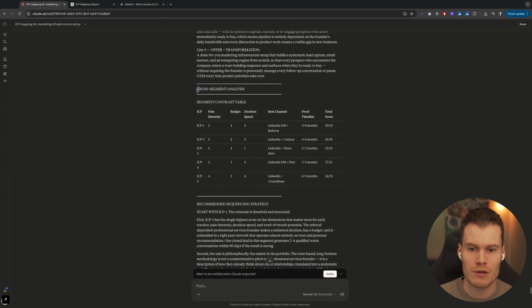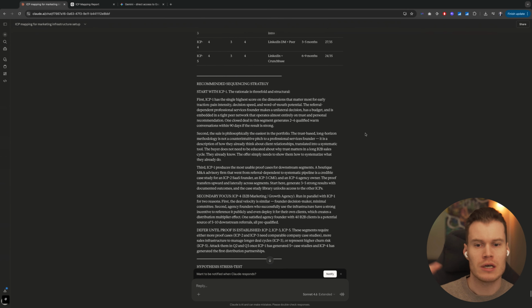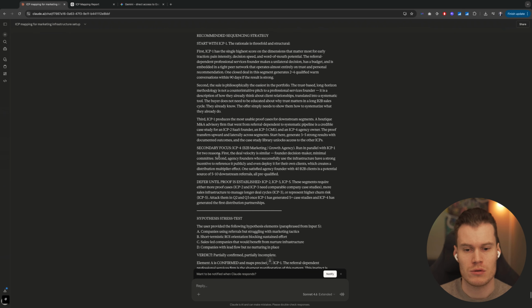And here, for example, you have the cross-segment analysis. So the ICP 1 to 5, the pain intensity they're experiencing, the budget they probably have, the decision speed they're able to make, the best channel to reach out to them, the approved timeline, and then the total score. It explains which segment the prompt and the AI engine recommends you start with. In this one, it recommended ICP number 1, and it gave several reasons why. It also gives you the secondary ICP priority.